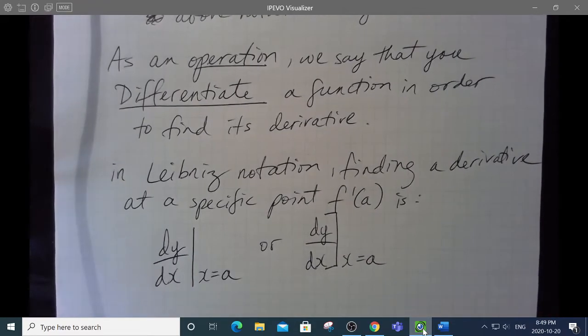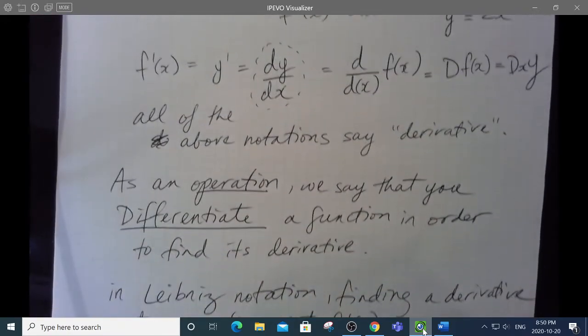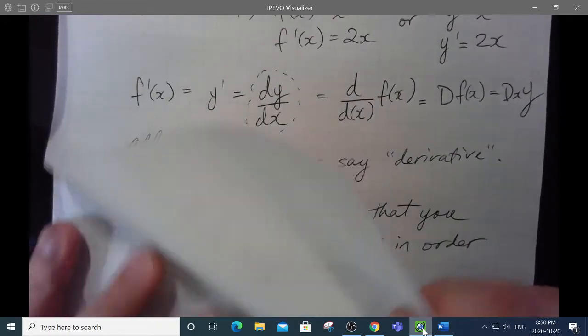And that's the notation invented in the 17th century by Gottfried Leibniz that we still use to this day. And that kind of leads us to, okay, so if differentiating is the act of finding a derivative, we need to talk about when you can and can't do that. When can you find a derivative? In other words, when is and isn't a function differentiable? So that'll be our next little topic here.